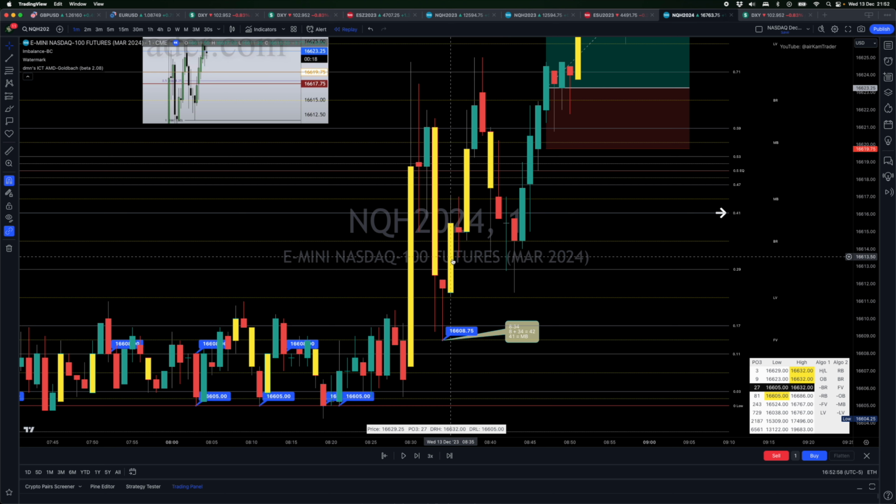Or you could have entered it on this imbalance. I don't call it fair value gap. Fair value gaps only happen in the fair value gap GB level. In this imbalance, we could have put it on if we wanted it.